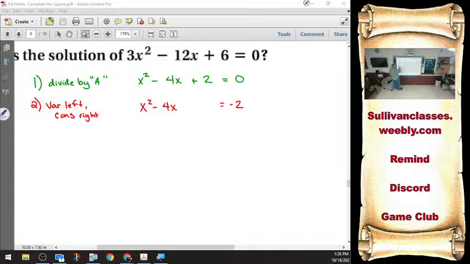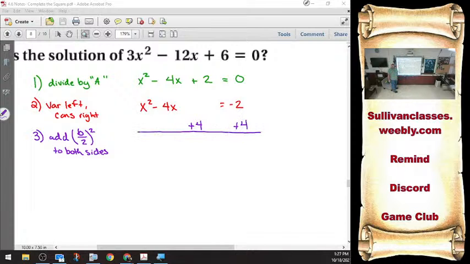Step 3. This is the actual complete the square part. You're going to add b over 2 squared to both sides. The reason I say to both sides, well, it is an equation. I still want to balance. So what is half of negative 4? Negative 2. Square it. So I'm going to add 4. You see why I say to both sides? I still have to maintain my balance. So x squared minus 4 plus equals.